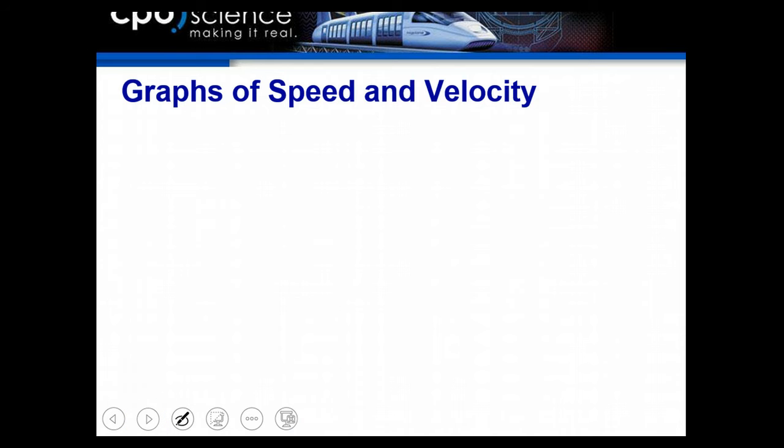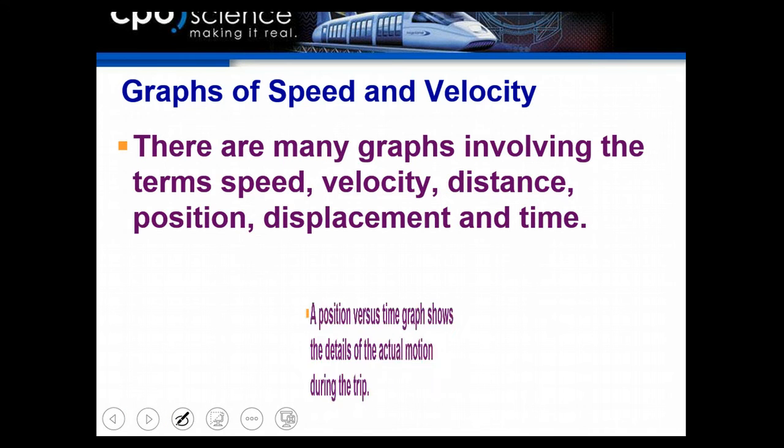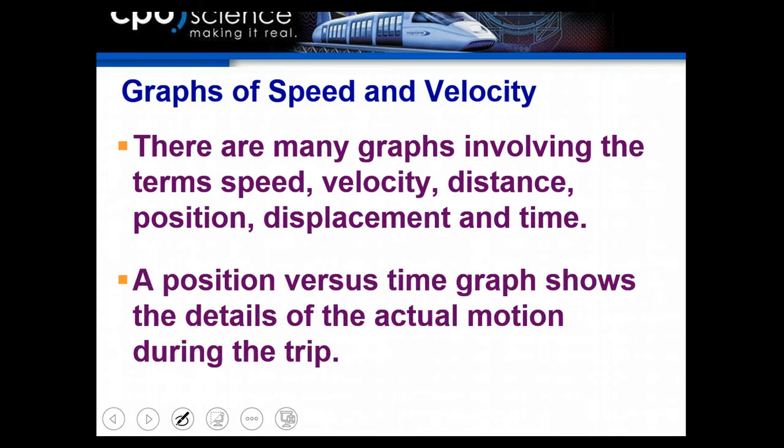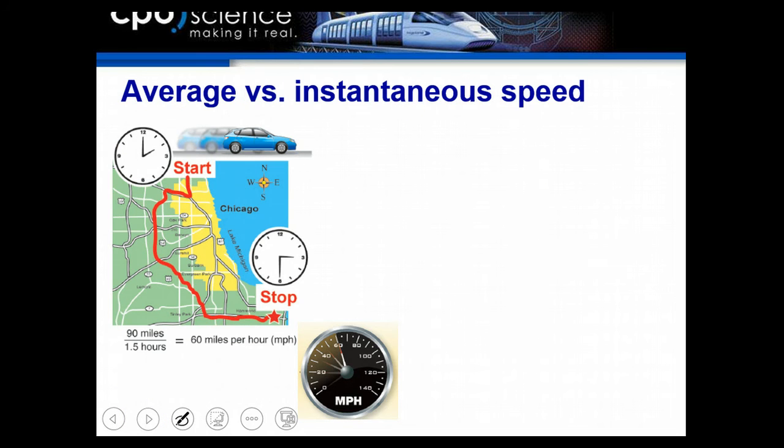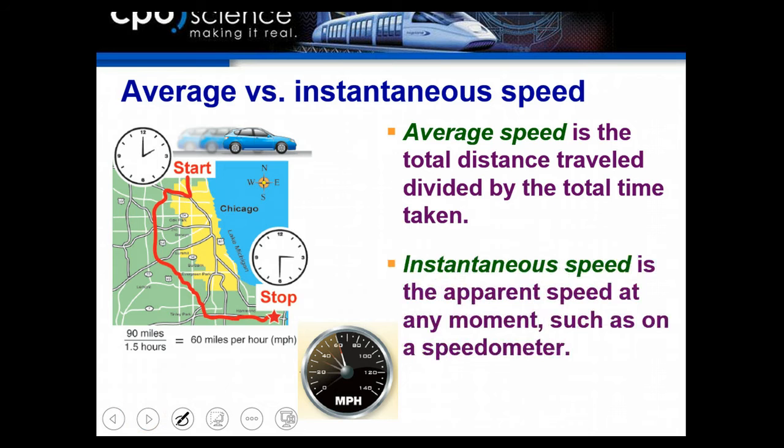So we're going to talk about several graphs, and they're going to include speed, velocity, distance, position, displacement, and time. A position versus time graph is going to show you the details of actual motion during the trip. Before we talk about those, we want to talk about two terms. So average speed is the total distance that you traveled divided by the total time taken. And that's usually what we're calculating when we calculate speed or velocity.